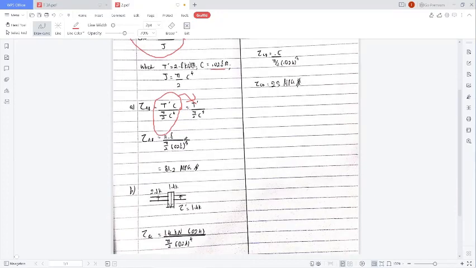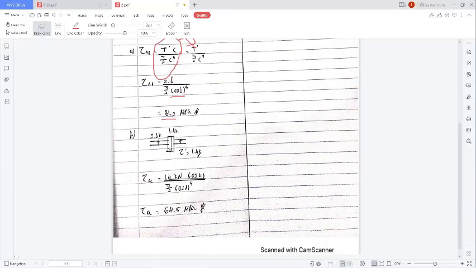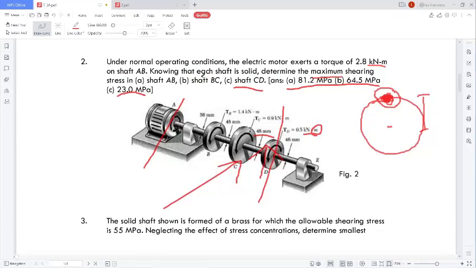So now you need to insert the data. Then you will get 81.2 megapascal. We proceed to the second question, asking about the maximum shearing stress at cross section B to C.